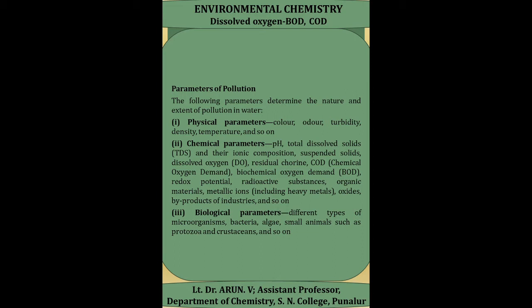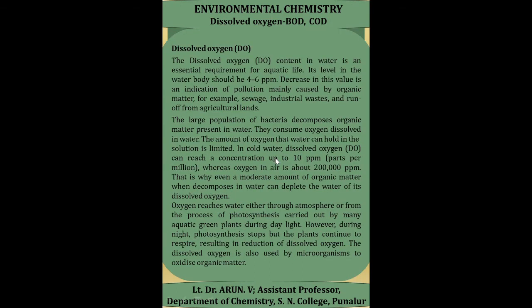The different biological parameters include different types of microorganisms, bacteria, algae, small animals such as protozoa and crustaceans, and so on. And these are the general parameters used in the determination of the extent of polluted water. In our syllabus, we have to study the dissolved oxygen, biological oxygen demand BOD and COD. Let us discuss in detail about these topics, that is dissolved oxygen, biological oxygen demand and chemical oxygen demand.